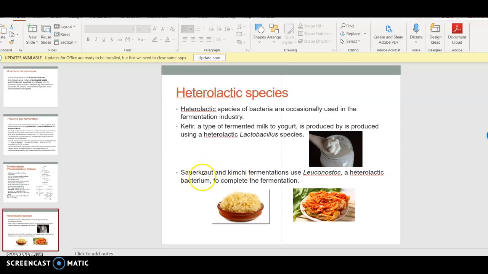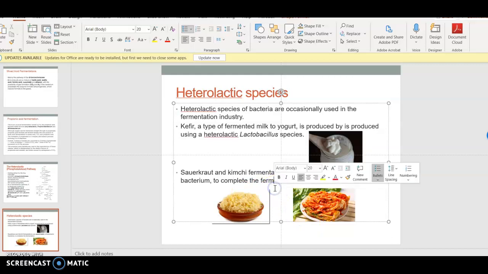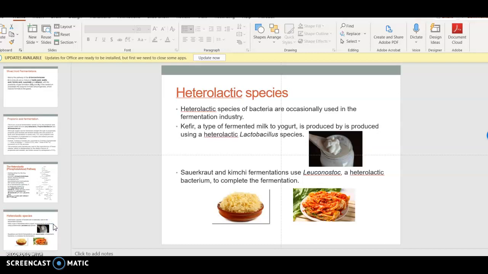Sauerkraut and kimchi. Sauerkraut is a kind of fermented vegetable similar to kimchi, but usually it is used in European countries. It uses Leuconostoc, a heterolactic bacterium, to complete the fermentation. So even kimchi contains the bacteria, so I'm not sure if it contains alcohol or not. Probably in a small amount that we Muslims can eat it.